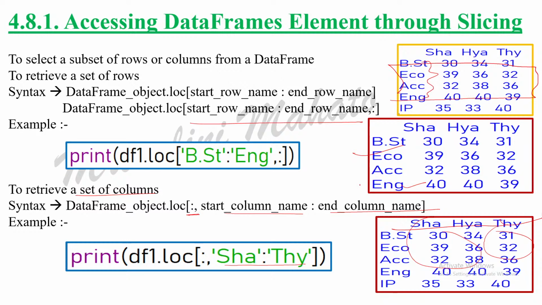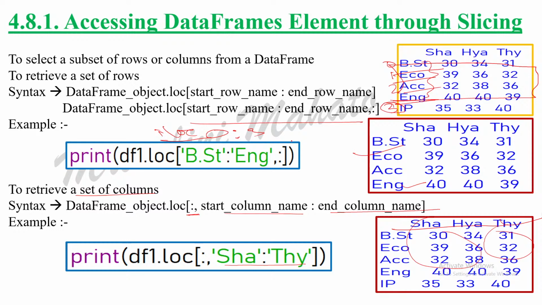Now if you use this with the positional index, what happens? This is index 0, 1, 2, 3. If I want to display till English, what will I write? Till 3, so 0 colon 3, and instead of loc what will I write? iloc, because label names have been given here. That is why we use iloc, integer location. Then you will get the result.